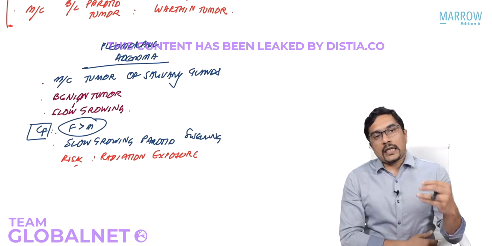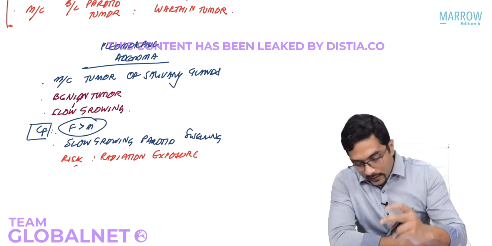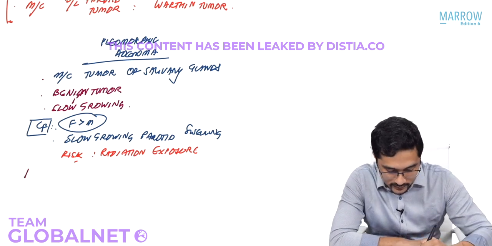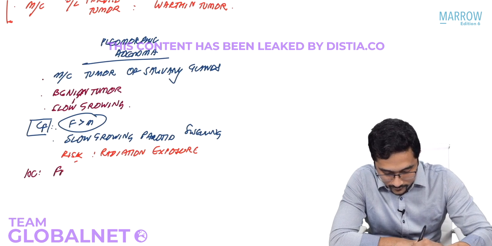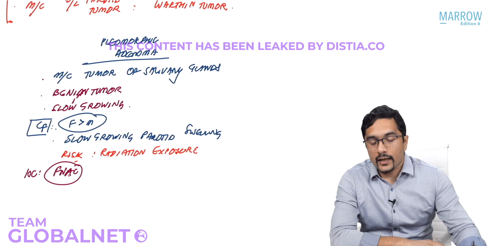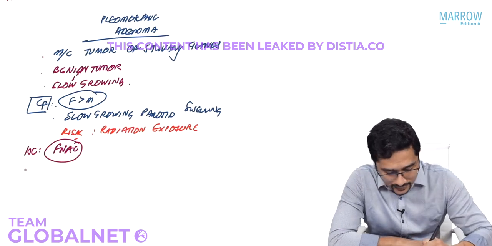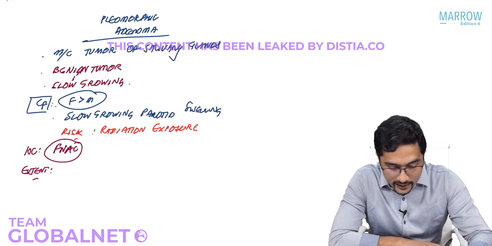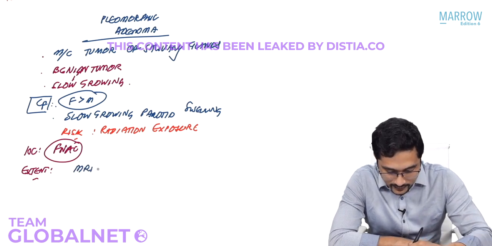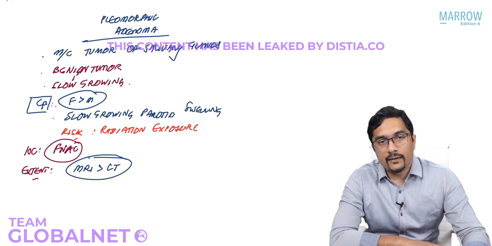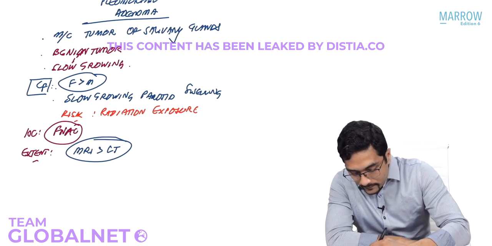Now, whenever a patient comes to you with a parotid swelling, how do we confirm the diagnosis? So, the investigation of choice in these patients is FNAC, fine needle aspiration cytology, which is going to clinch the diagnosis for us. And for the extent of the lesion, please remember, for all salivary glands, MRI gives better delineation than CT.